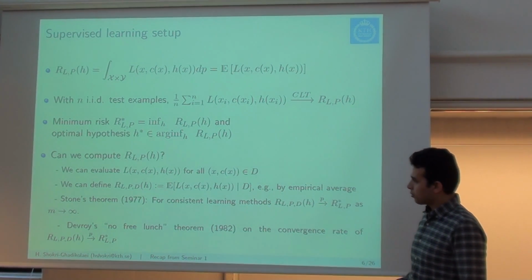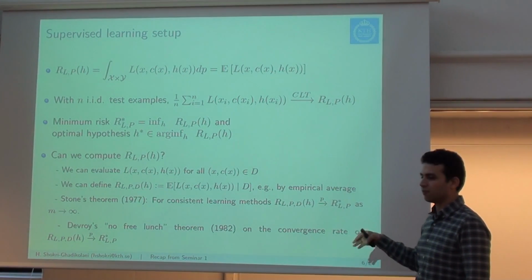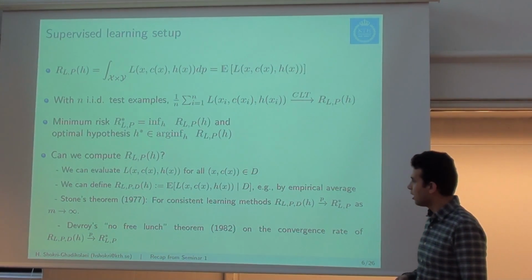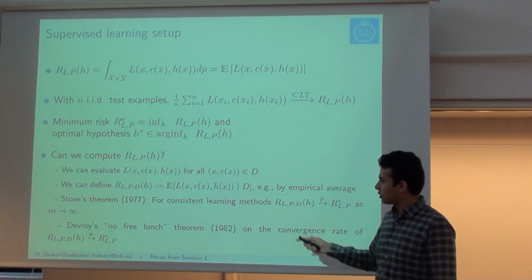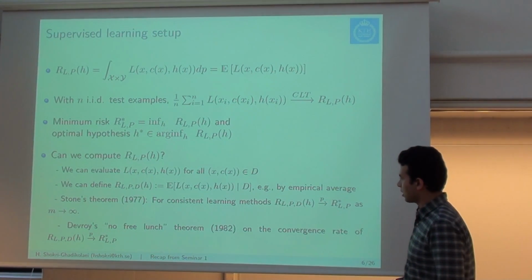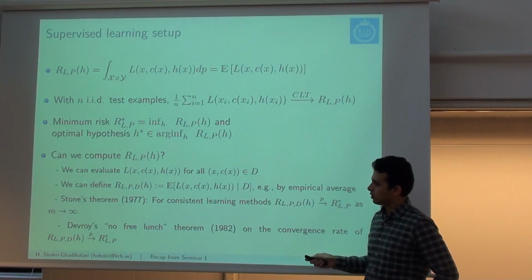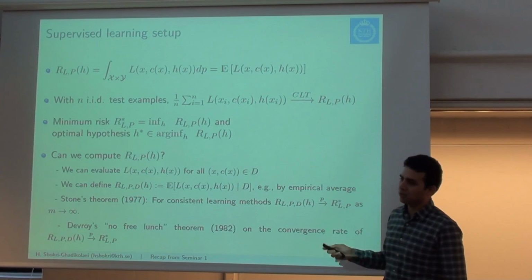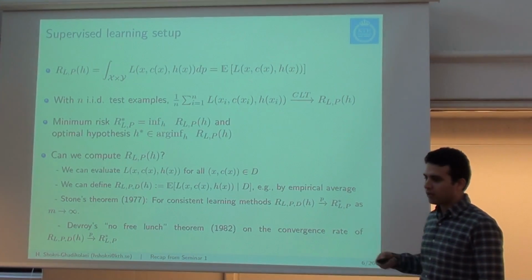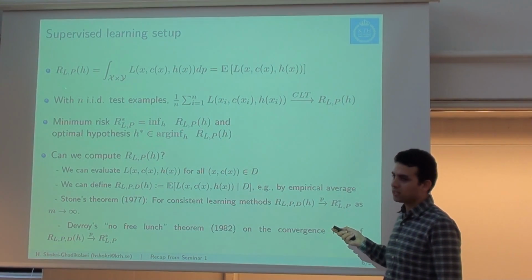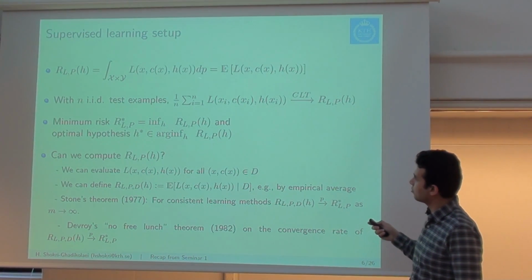There is a very nice theory by Stone in 1977 that says that for a consistent learning method, we will see later on what consistency means. But essentially it says that there is no error in the data set. Okay? So the loss in the data set would be 0 for a consistent learning method. For a consistent learning method, this will converge to that, which is a pretty strong result. So it says that, again, if we recall, we want to optimize this, we have justification to optimize this. What we will do in practice is we will optimize this.